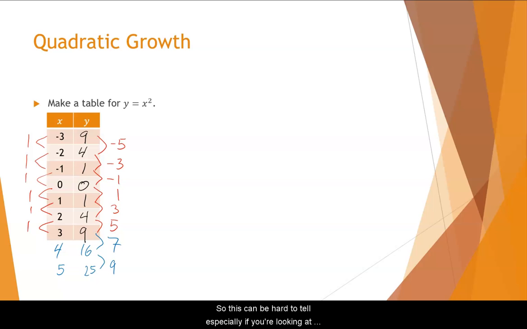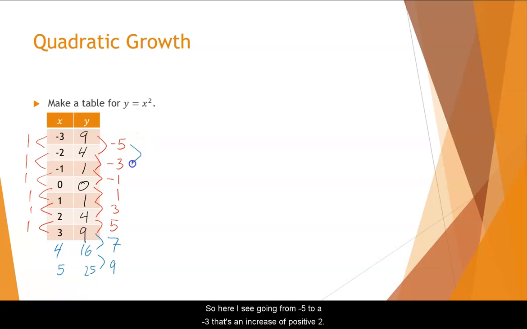So this can be hard to tell, especially if you're looking at a table that starts like at this point and is scaled by some factor. We're using the most basic y equals x squared, but what if we had y equals -2/3 x squared plus 7x, or it's harder to see the pattern. So here's something else we can do. We can look at the change of the change.